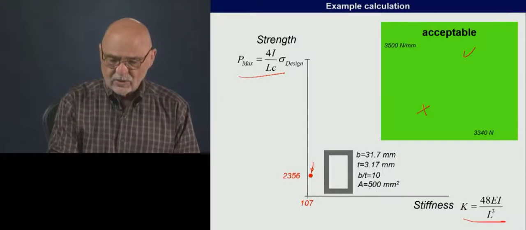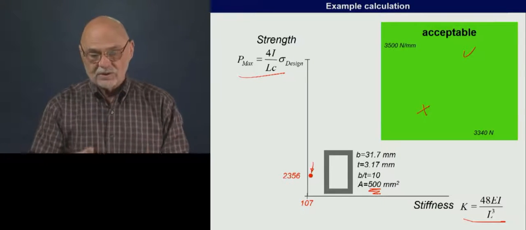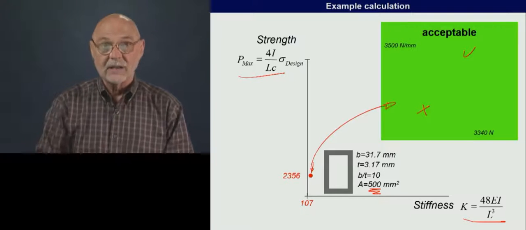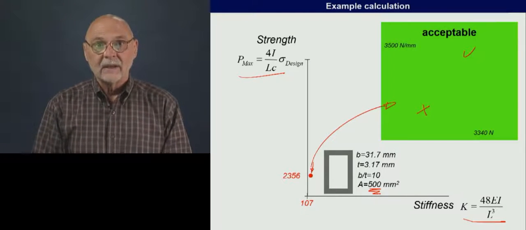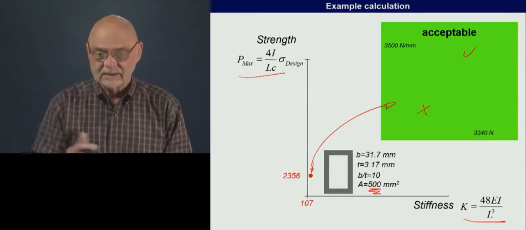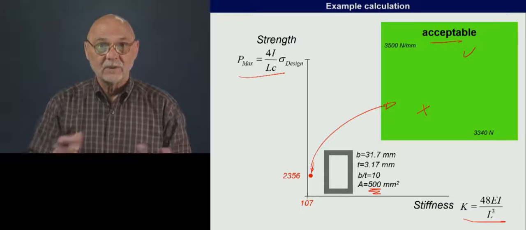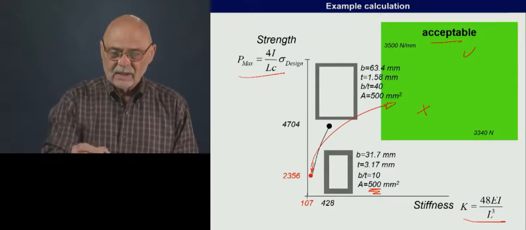Well, one thing that we can do is say, we just have to have more material in the beam in order to start to get it to fall in that region. So we might increase the cross-sectional area in order to start to make the beam meet that acceptable zone for both stiffness and strength. Okay, here's another one.